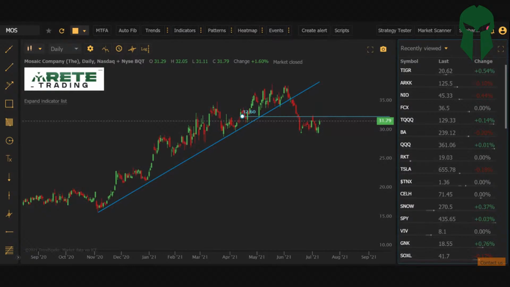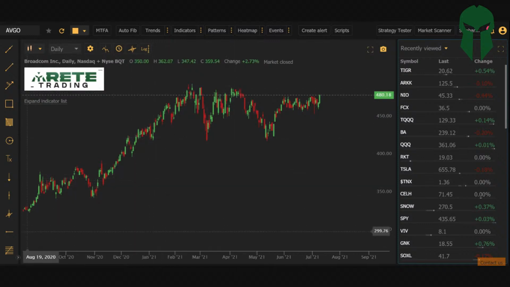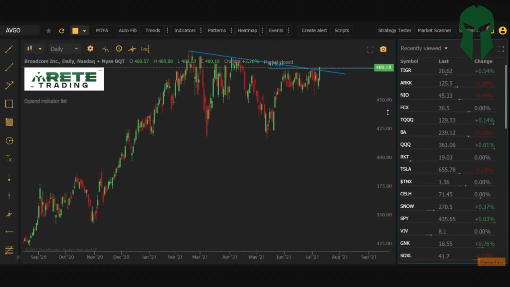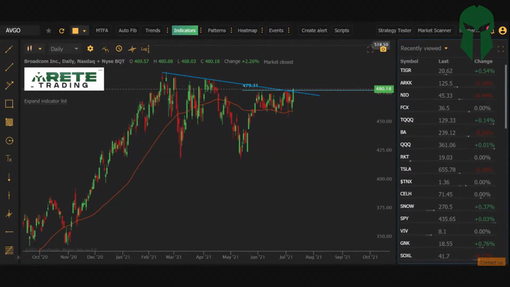So AVGO. Okay, AVGO. Let's do it. So AVGO, yeah, you're right there. That's a really nice break on Broadcom if you get it. A really nice break here. Look at this. Now let's overlay some indicators with it and get an understanding of what's really going on here.